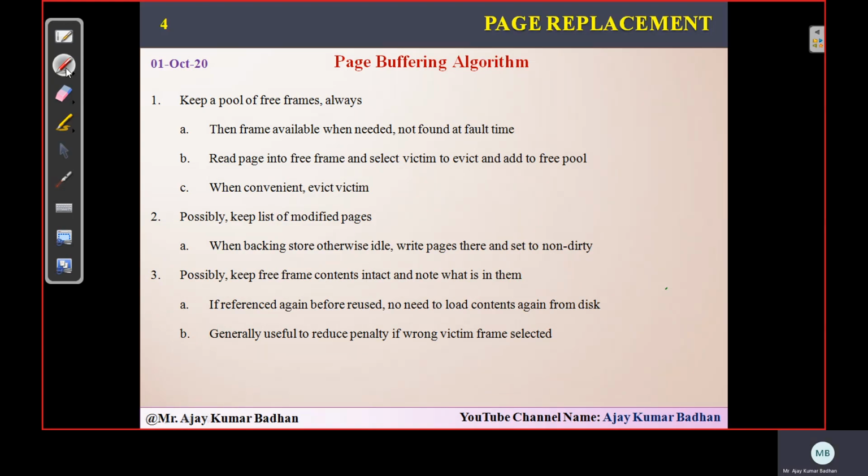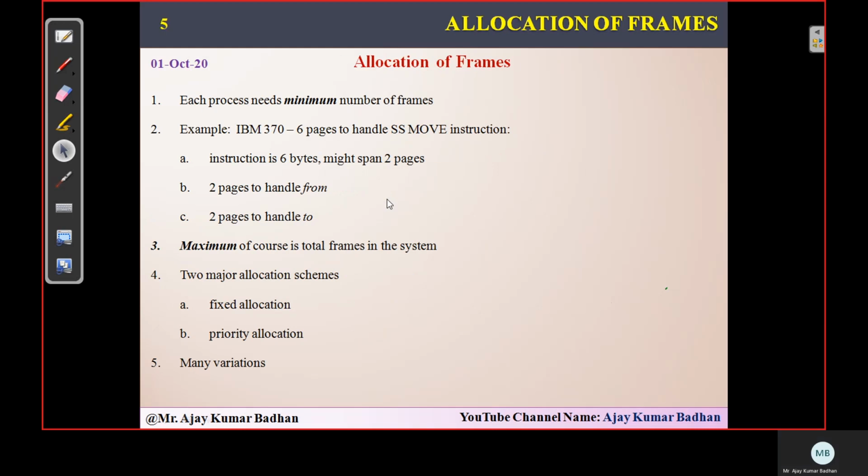So that is what is represented in the page buffering algorithm. I hope it's very clear. That is what has been explained in this scenario.